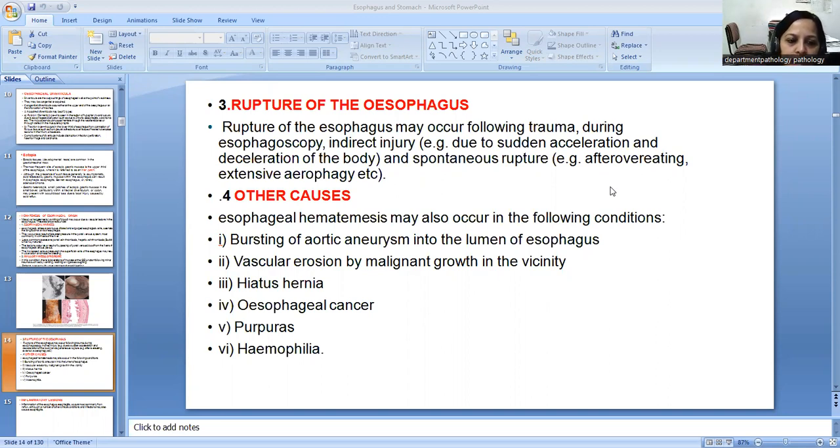The other causes: esophageal hematemesis may also occur in the following conditions. Bursting of aortic aneurysm into the lumen of the esophagus, vascular erosion by malignant growth in the vicinity, hiatus hernia, esophageal cancer, or pleurals, and hemophilia.